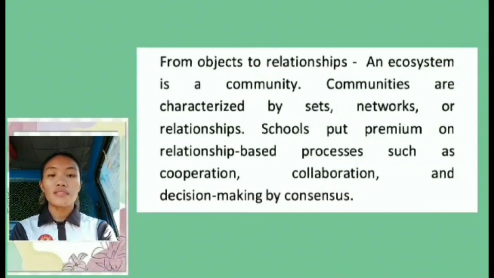So the third one is from objects to relationships. It is stated there that an ecosystem is a community. Communities are characterized by sets, networks, or relationships. Schools put premium on relationship-based processes such as cooperation, collaboration, and decision-making consensus. So from objects to relationships, in a system, the relationship between the individual parts may be more important than the part. For instance, an ecosystem is not just a collection of species, but includes living things interacting with each other, and their non-living environment.